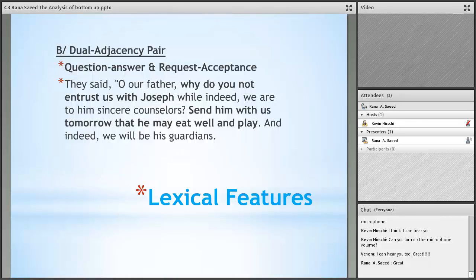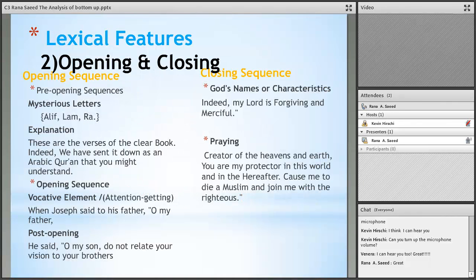Sometimes we have more than one, like in this example, "Why don't you, oh our Father, why don't you entrust us with Joseph?" This is a question. "Then send him with us tomorrow." This is a request. So in this we have question and answer and request acceptance, and this can be followed by a preferred or dispreferred term. So the adjacency pair is the best way to manifest the speaker's goals and intentions during this speech. That's why it is part of the lexical features of conversation.